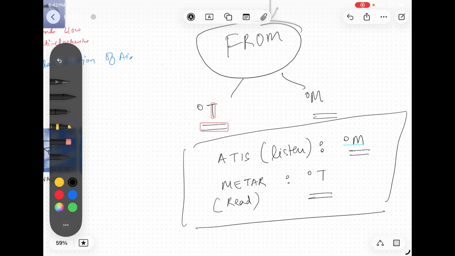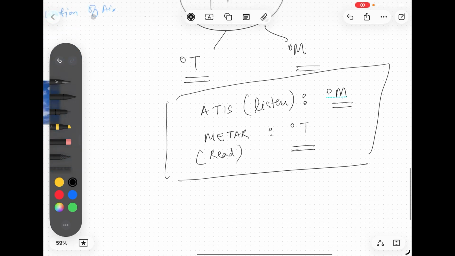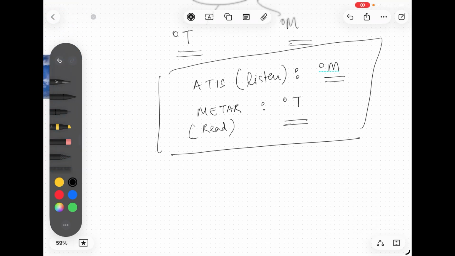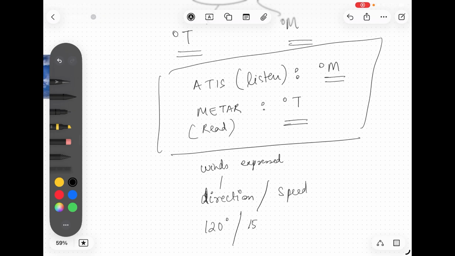Now, how is wind expressed in a METAR? We will be reading it later, but winds are always expressed as a combination of their direction and speed. So where they're coming from, represented as direction slash speed. So how is it written? For example, if a wind is coming from 120 degrees and is of 15 knots, it would be written like this. This is how it will be represented in a METAR.